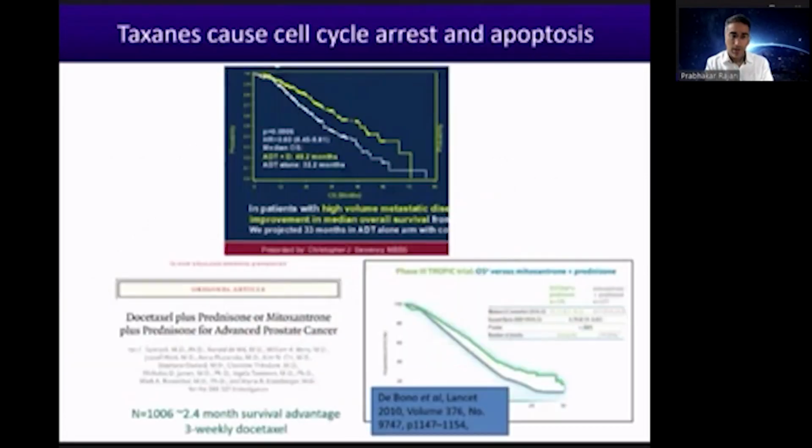And as you know from the TAX327 studies, early studies in CRPC, docetaxel has an impact on prostate cancer patient survival, and other taxanes that are used, such as cabazitaxel, have a similar effect.